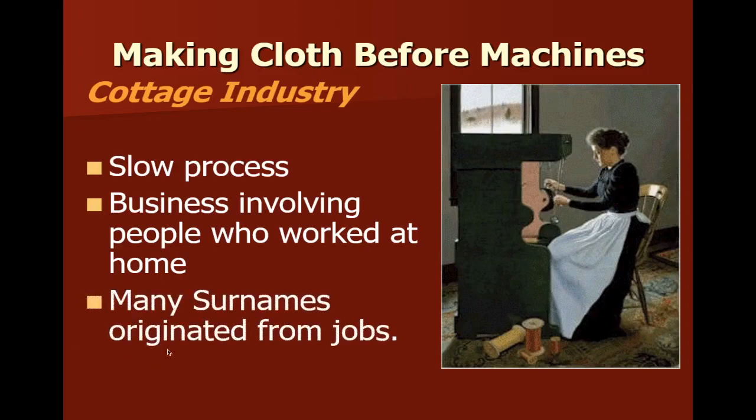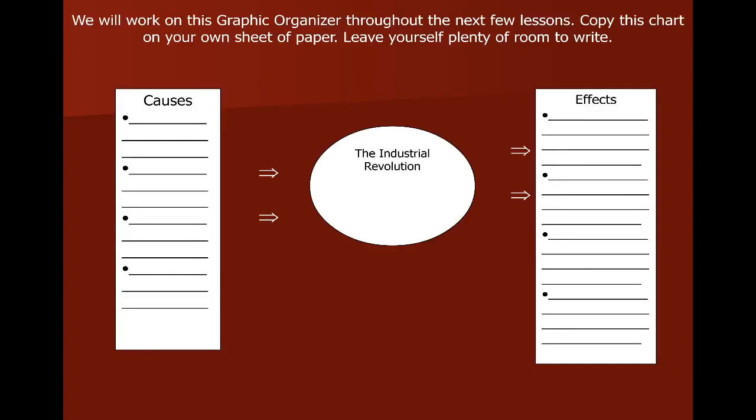Also consider that many surnames originate from jobs. For example, maybe you know someone with the last name Baker. If they have the last name Baker, then their ancestors could have been a baker. Or maybe Smith. Smith would have been also known with a blacksmith. So just kind of consider that.